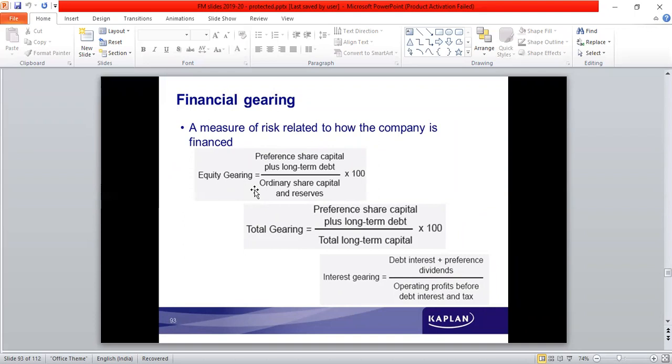What are the sources of finance we have discussed? We have the ordinary share capital, we have the preference share capital, we have the long-term debt capital. So there are three different types of capital. That is ordinary share capital. I hope you're able to follow me, isn't it?